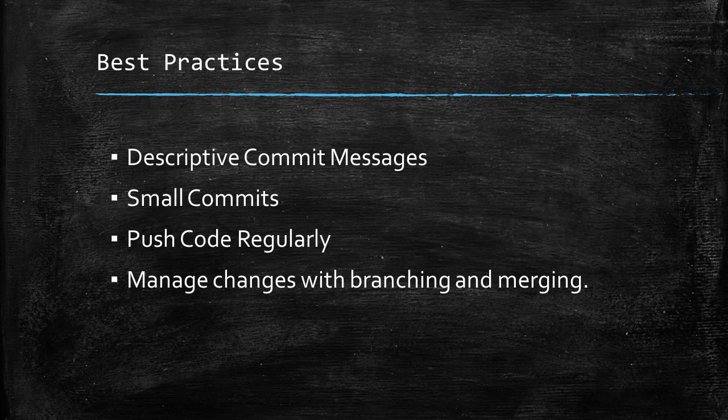Finally, let us learn some of the best practices of using the code management system. To start with, use descriptive commit messages. Keep commits small and focused. Regularly push changes to a remote repository. Use branching and merging to manage changes. And, if you are using Git, then use a Git ignore file to exclude unnecessary files from the repository.